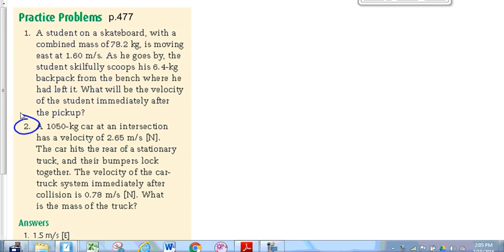So picture this. You've got a car that's moving at an intersection. You've got a truck that's sitting there. They collide, and then they go off as one object. That's a conservation of momentum problem, right? Because it's a collision. Now, technically, I could analyze just the car and use impulse because it's going to lose momentum, or I could analyze just the truck and use impulse because it's going to gain momentum. But it makes the most sense, I think, in this question to analyze the system and use conservation of momentum.